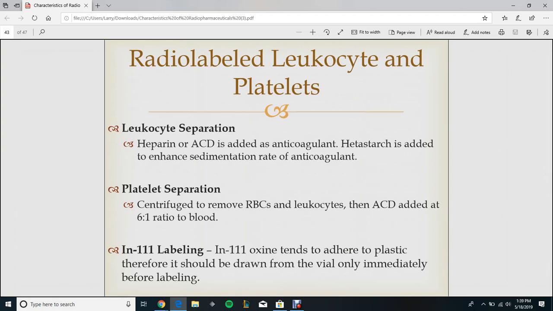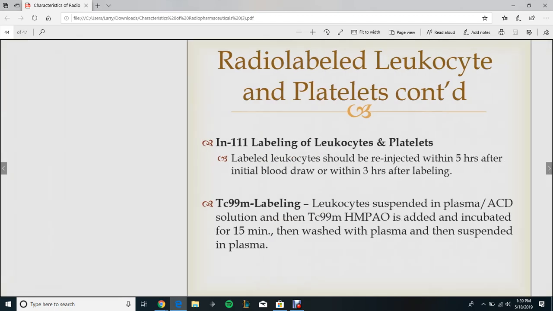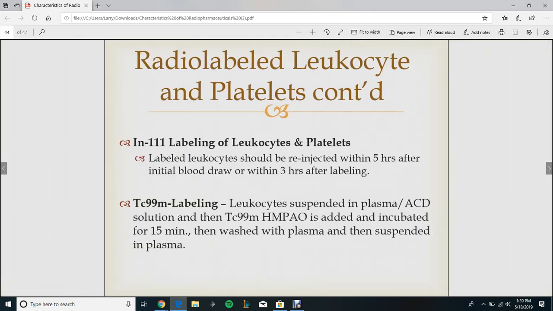Leukocyte separation. Heparin or ACD is added as an anticoagulant. Hetastarch is added to enhance the sedimentation rate. The platelet separation is centrifuged to remove red blood cells and leukocytes, and then ACD added at a 6:1 ratio to blood. Indium-111 labeling. Indium-111 oxine tends to adhere to plastic, therefore it should be drawn from the vial only immediately before labeling. Indium-111 labeling of leukocytes and platelets.